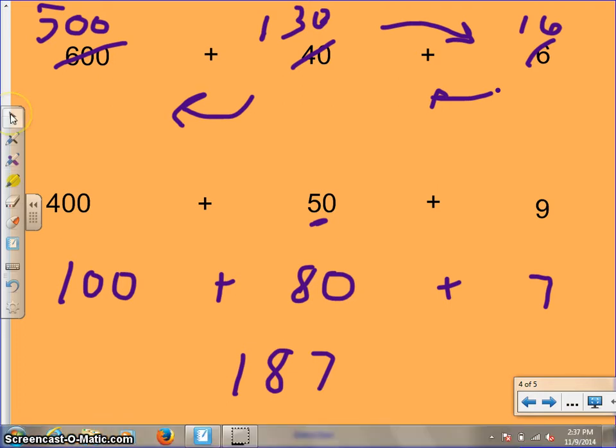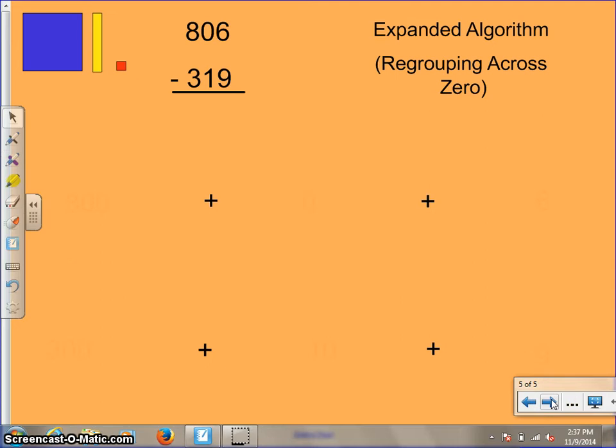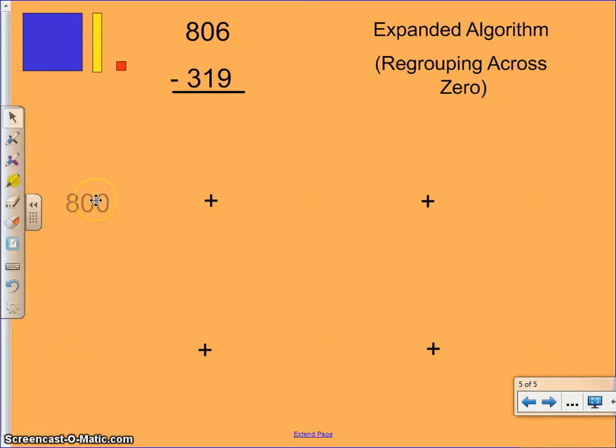Now, what happens if we run into some zeros in our number? Okay, expanding across zeros. Again, I expand my number. 806 becomes 800 plus, there are no tens, so in my tens place I have 0, and in my ones place I have a 6. And I'm subtracting 319, so it's 300 plus 10 plus 9.